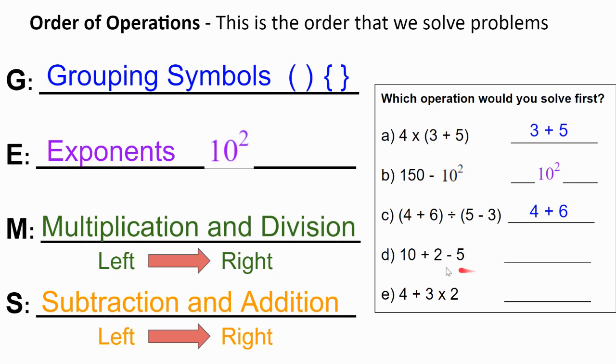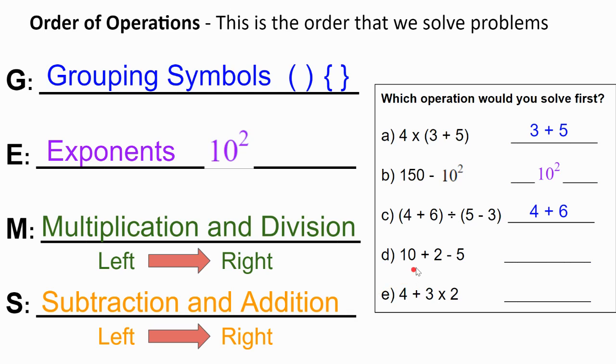Now let's go to problem D. Let's see if there are any grouping symbols, since G is what we're starting with in GEMS. In problem D, there are no grouping symbols. So let's see if there are any exponents. When we look at problem D, there are no exponents. So now we can move on to the M for multiplication and division. We can see in this problem, there's no multiplication or division. So let's go on to S, which stands for subtraction and addition.